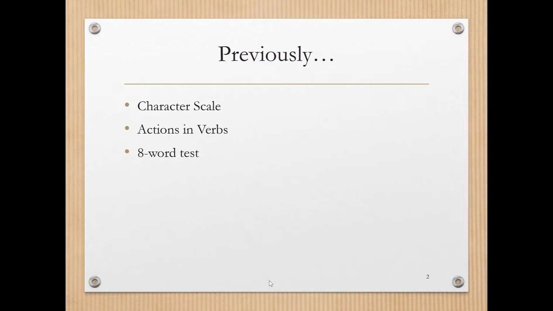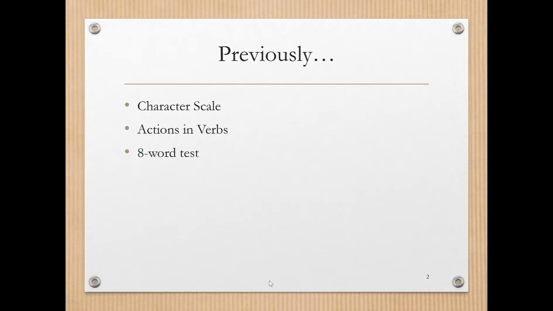So in the last lecture we talked about the character scale. We talked about making sure we put specific actions right into verbs and that we remove the temptation for putting nominalizations into our prose. We also talked about the importance of not using vague words. We want to be as clear as possible in our writing style.